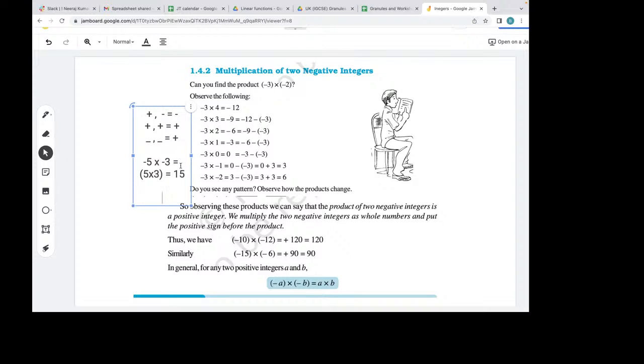Let's take one more example. Let's say we have minus 4 and here minus 2. It will be equal to 4 multiplied by 2, and that will give you 8. So minus 4 multiplied by minus 2 is equal to 8.